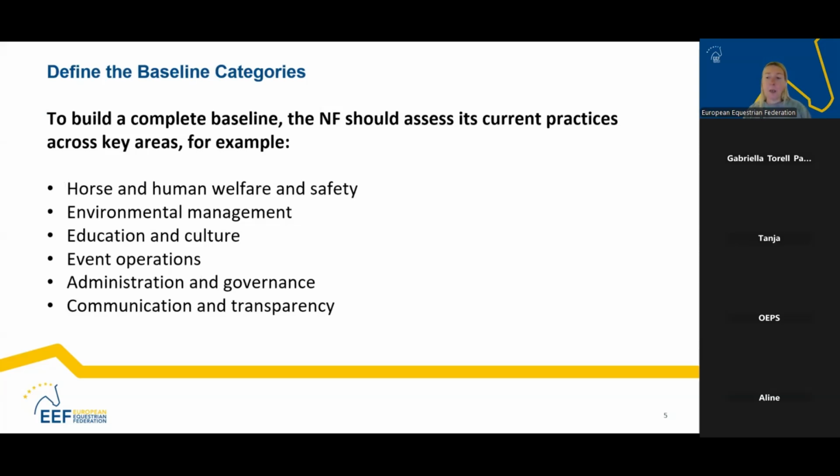To define your baseline categories, you explore all the main areas where the federation has an impact. This includes horse and human welfare and safety, environmental management, education and culture, event operation, administration and governance, and communication and transparency. Assessing each of these fields gives a full view of how the federation operates today and where improvement is possible.